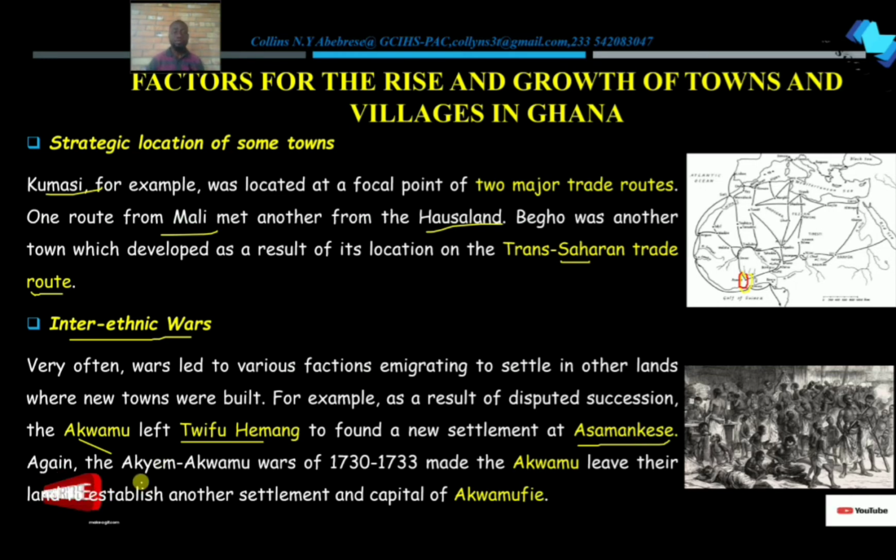Again, because of the Akyem-Akwamu wars, which occurred somewhere in 1730 to 1733, the Akwamu also left their land and established a new land in Akwamufie. So Akwamufie also became a capital because of the wars that the Akwamu people were fighting with the Akyem. They had to move. So not only these examples, you can have many examples by interacting with some of these knowledgeable people who have in-depth knowledge about their own towns, and you'll be amazed that a lot of the towns emerge as a result of inter-ethnic wars.